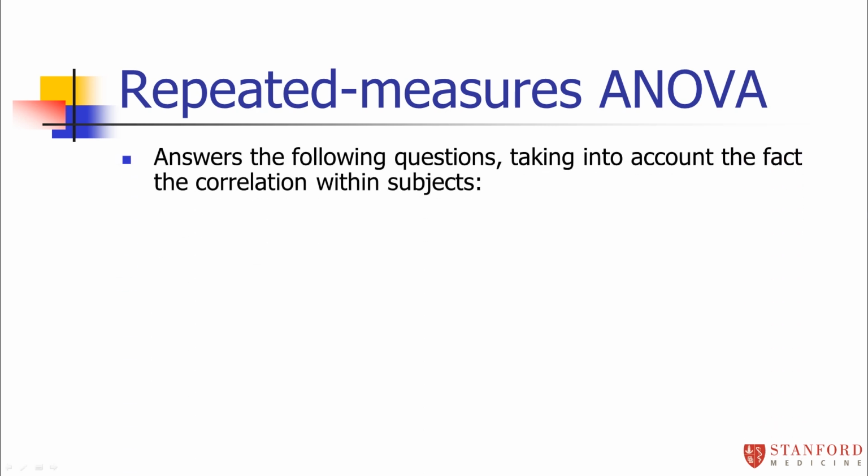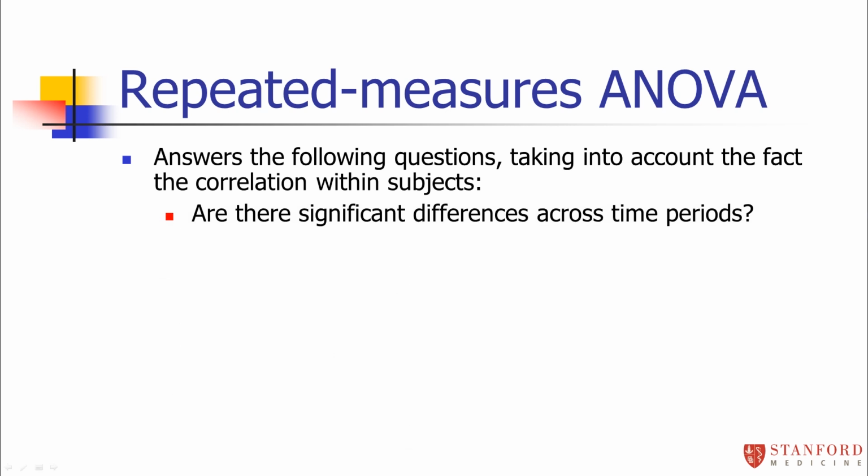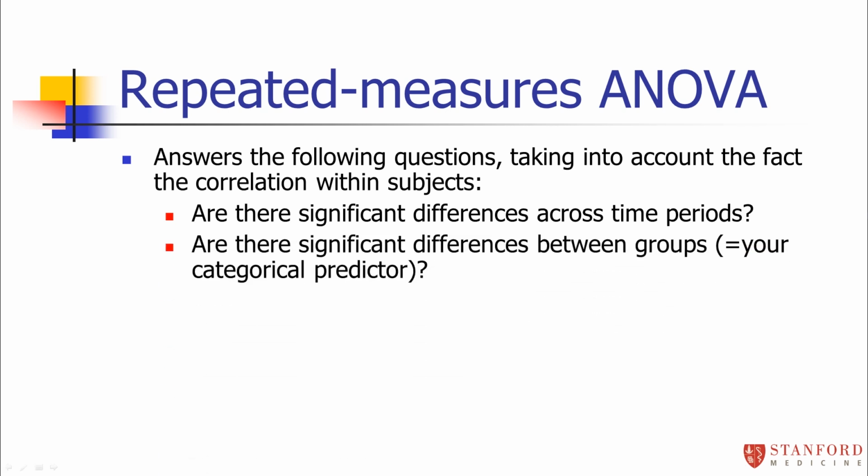And it answers the following questions. You get a couple of things out of repeated measures ANOVA. So if you've got, say, 2 groups or more than 2 groups that you're comparing over multiple time points, it can answer the following questions. First of all, it can answer just whether or not there are significant differences across time periods. Does your outcome change at all across time periods? So that's the time factor in repeated measures ANOVA.